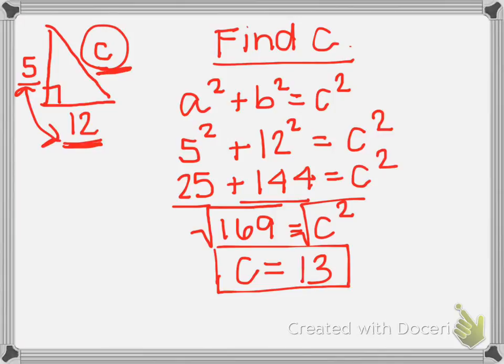Now if you were to go plug back in each length, both your legs and your hypotenuse, back into the original equation, your left side, a squared plus b squared, should equal your c squared.